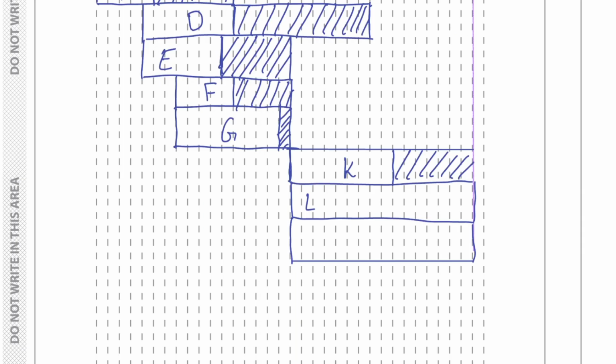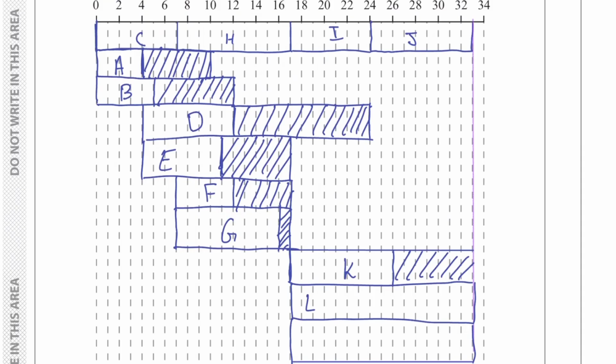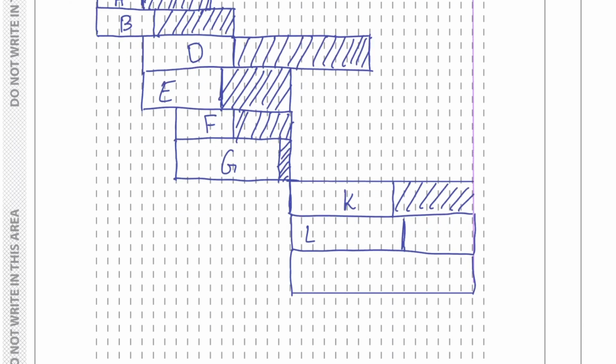Okay, L comes first. L had a duration of 11, so it's going to be 16 plus 11, 27. So it's going to end here. And M had a duration of 9, so it's going to end here. And the rest is going to be float.